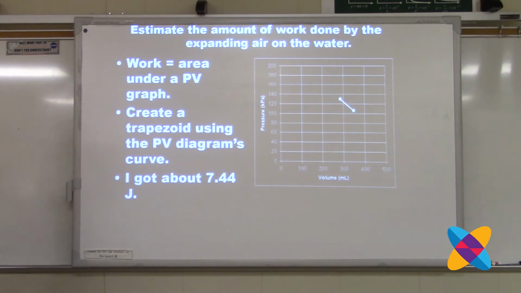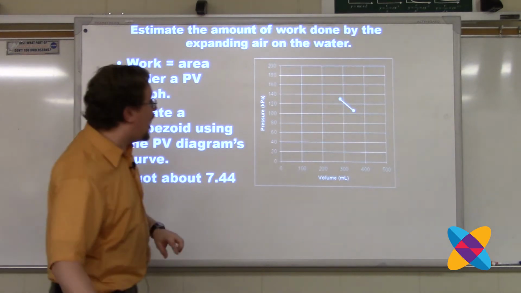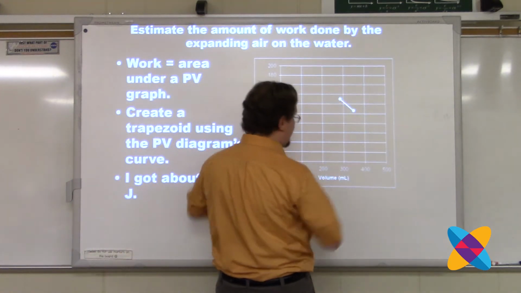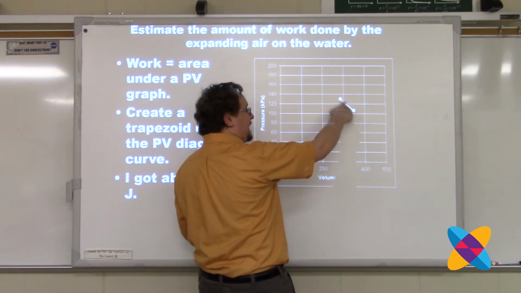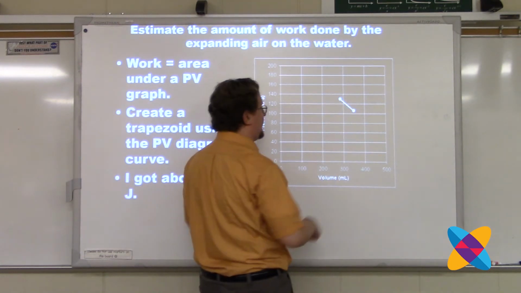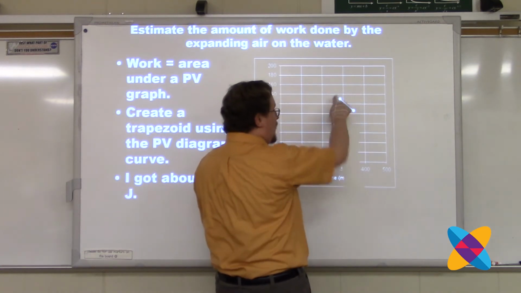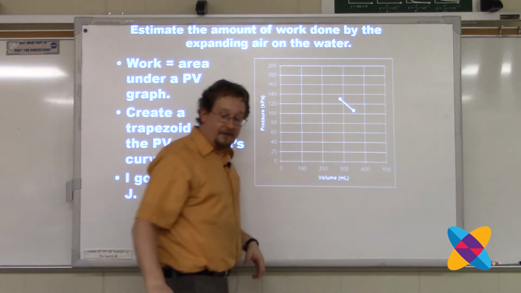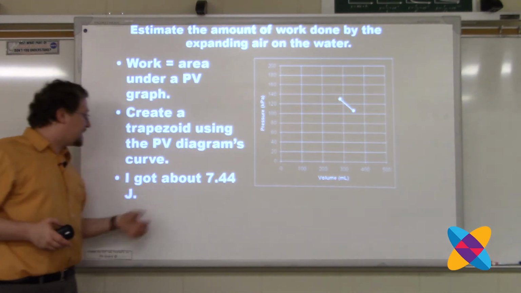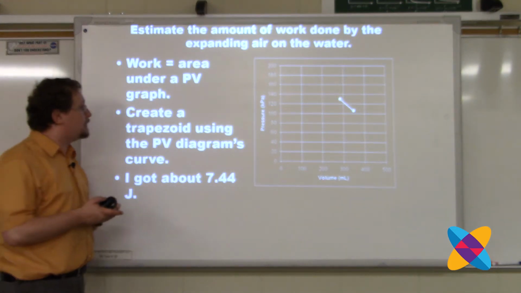How do you find the work done by the expanding air on the water? You take your PV diagram, you pretend like that's a straight line. I know it curves, but it's close enough to a straight line. And you take the area under, drop down, form a triangle and a rectangle. And if you do that, you should get something like I got, about 7.44 joules.